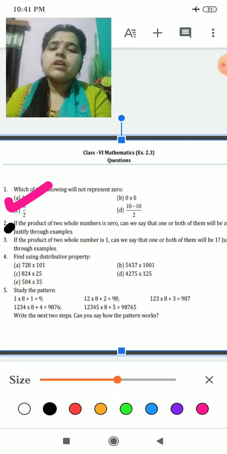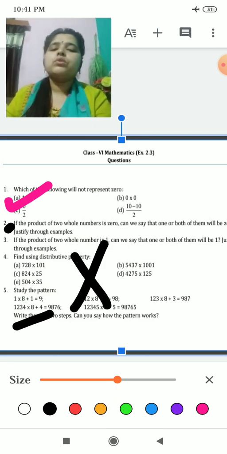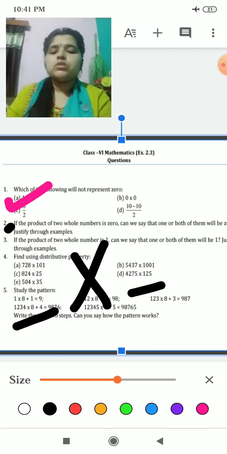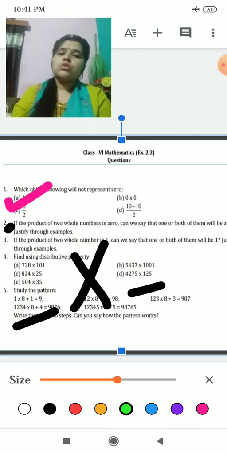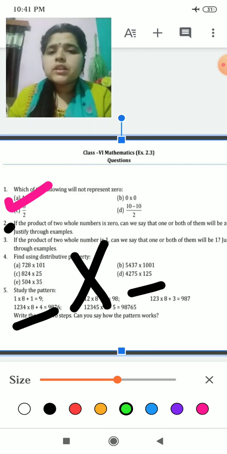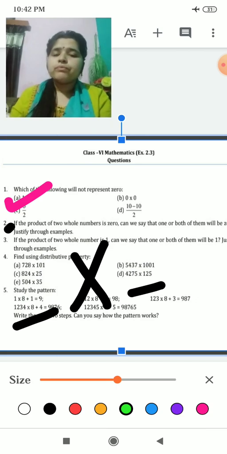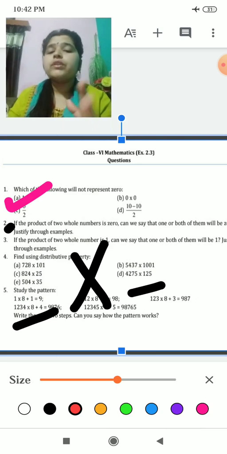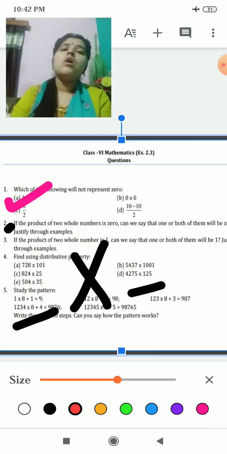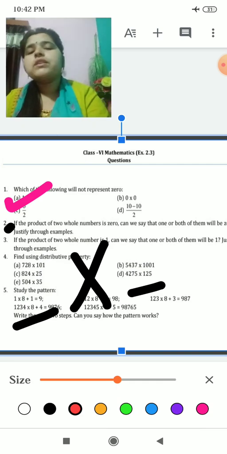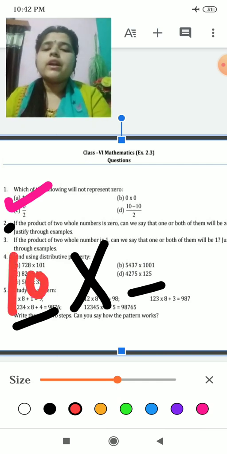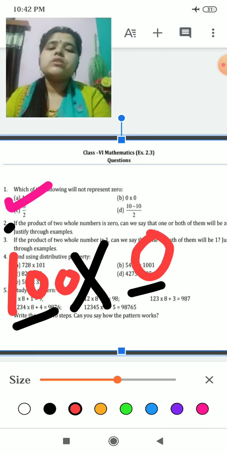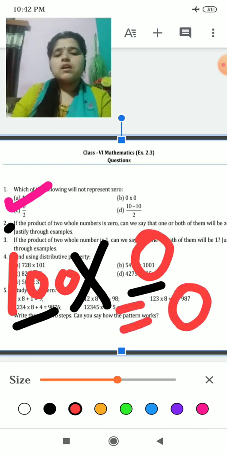Now the second question is, if the product of two whole numbers is 0, can we say that one of them is 0 or both of them are 0? Class, you should know that whenever any number is multiplied by 0, we always get 0. Even if the number is big, if it is multiplied with 0, we will always get 0. See, I have taken 100 here. When it is multiplied with 0, we get 0 as the answer.